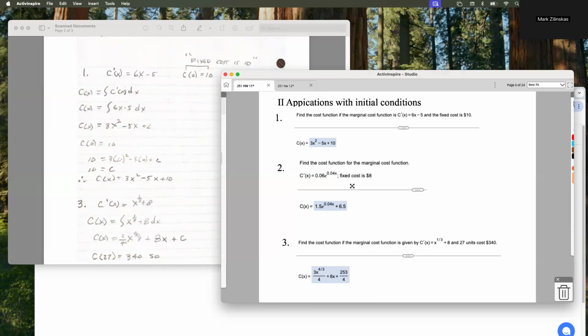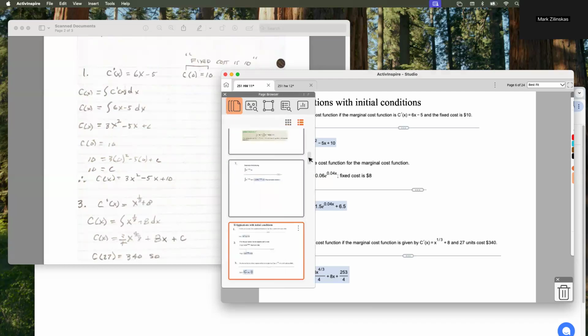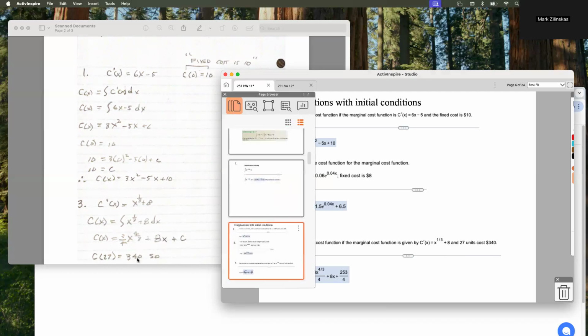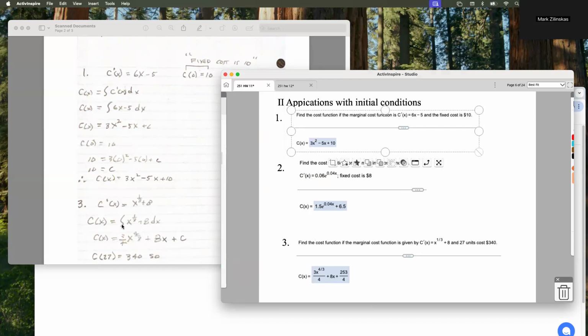Okay. So again, here's one that's maybe a little bit more involved. For some reason, this one's a little bit different here. I didn't write it on my paper, but they do give us the marginal cost function here. And notice it says 27 units cost $340. So all that really means is that C of 27 is equal to 340, which I wrote over here. Okay. So we're going to do the same thing as what we did up here. We got a little bit more involved in terms of the exponent, or I'm sorry, the exponent being a rational number. But, again, no big deal.